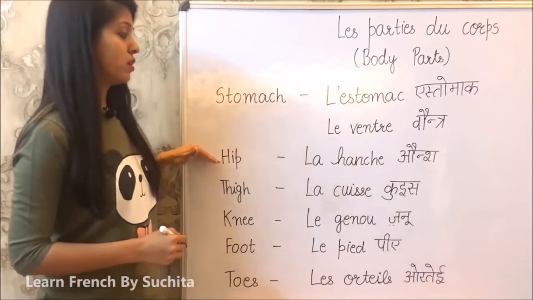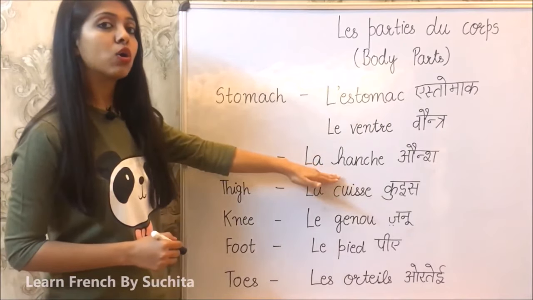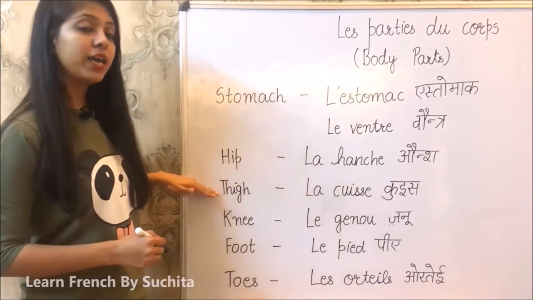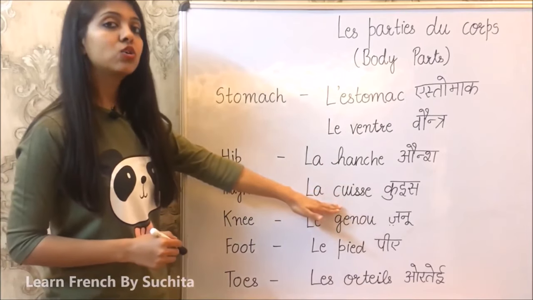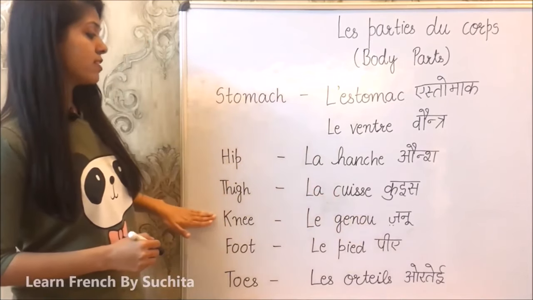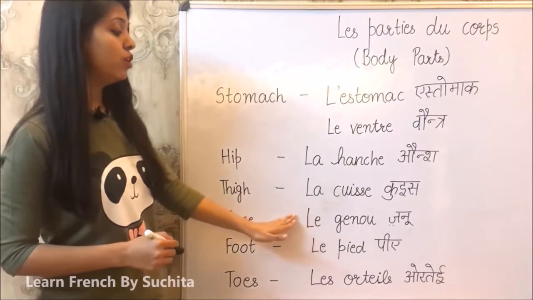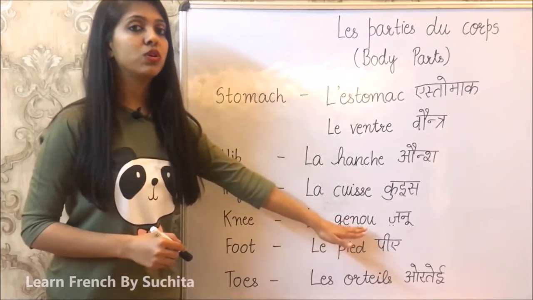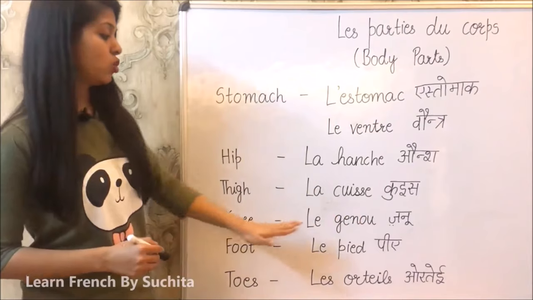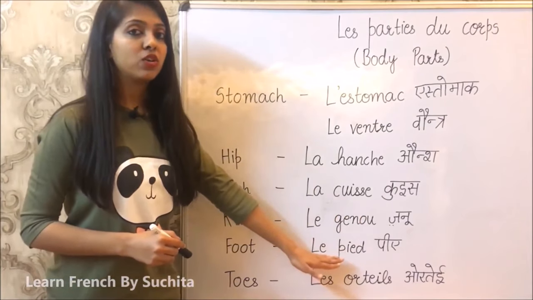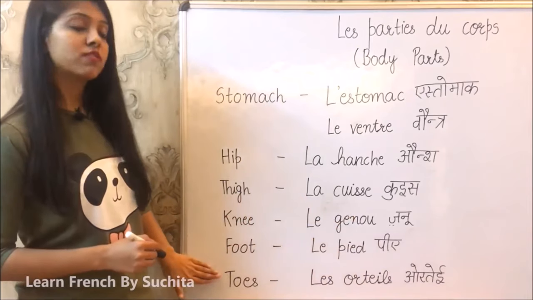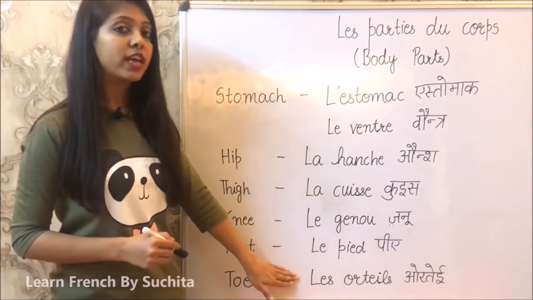Now, hip. La hanche. La hanche. Thigh. La cuisse. La cuisse. Next is knee, which is le genou. Le genou. Next is foot. Le pied. Et finalement, toes, which is les orteils.